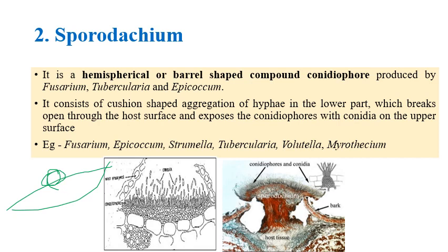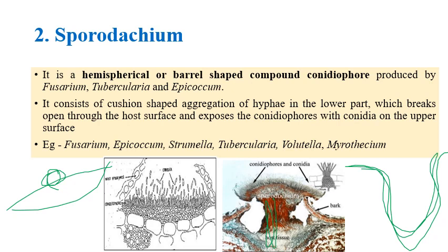So if you see this, the sporodochium is a hemispherical or barrel shaped structure with compound conidiophores. Again, all these are combinations of conidiophores, right? These conidiophores are aggregated one by one and look exactly like a hemispherical or barrel shaped structure. We can also see this as a cushion shaped aggregation, like a cushion, on the surface of the host.